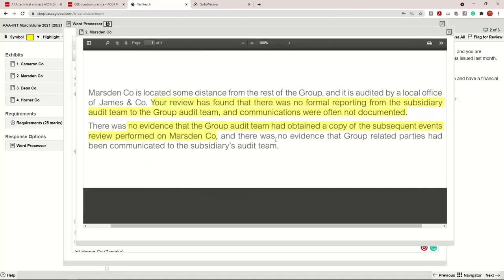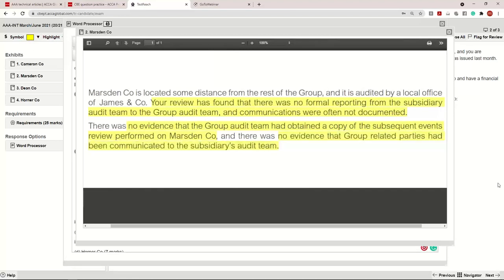And there was no evidence that the group related parties had been communicated to the subsidiary team. So will the subsidiary auditor know about the related parties? What if there is a transaction between the related parties at a subsidiary level? Does the subsidiary auditor have any information about the related parties? Will the subsidiary auditor gather any evidence about related parties when they don't know about them? So many times the examiner used the words no evidence. The moment you see the words no evidence, that automatically becomes a problem.